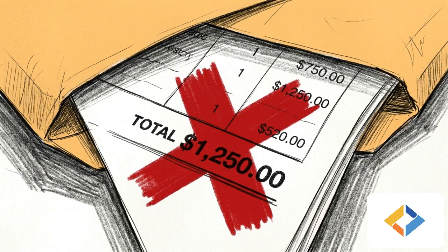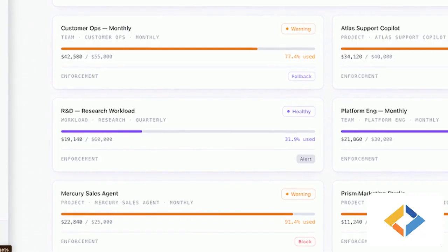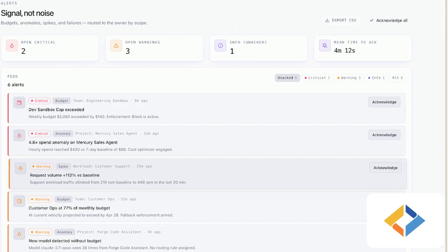This screen shows administrators allocating budgets for specific teams or projects with real-time warning states. These caps are physically wired to the gateway. When a limit is hit, the system automatically triggers enforcement actions, like falling back to cheaper models or blocking traffic entirely. This feed displays the automated alerting system.